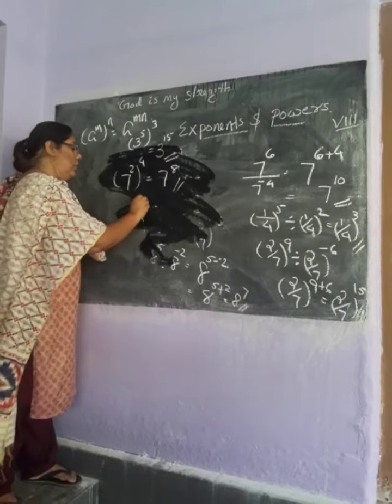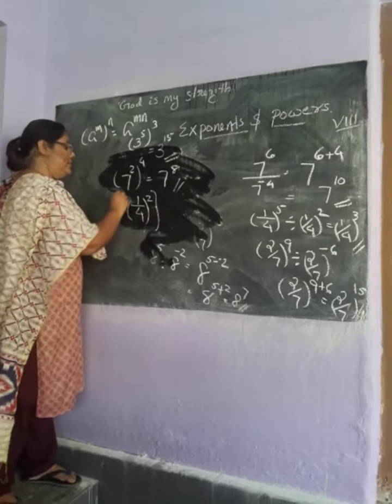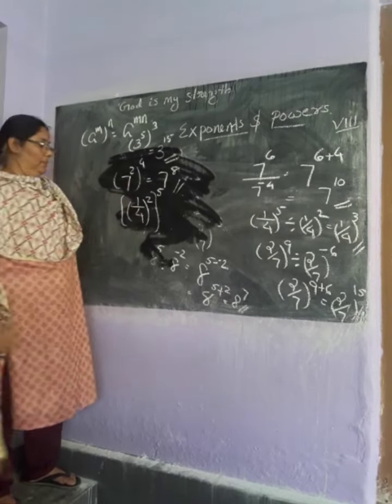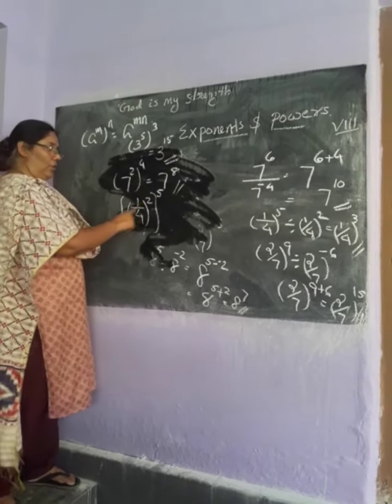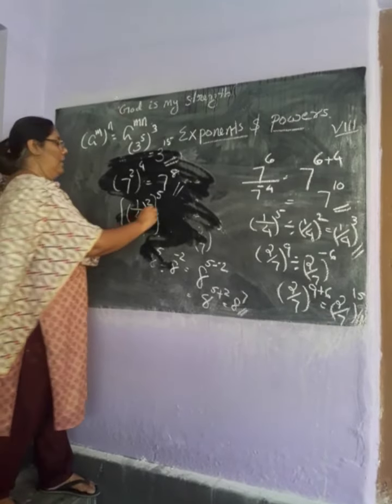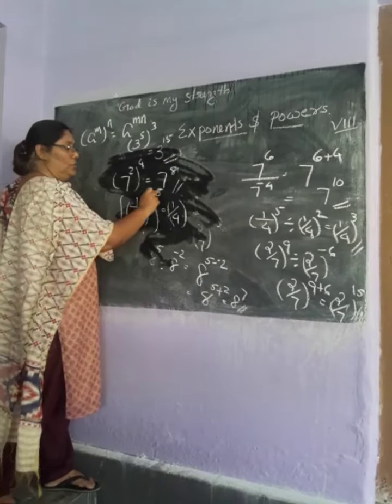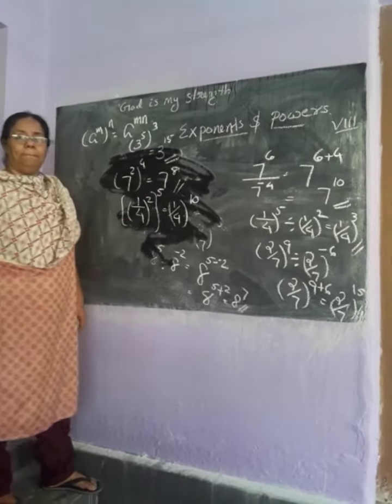1 by 4 the whole square, the whole raised to 5. What is the answer? 1 by 4 is the base. The whole raised to 5 twos are 10.